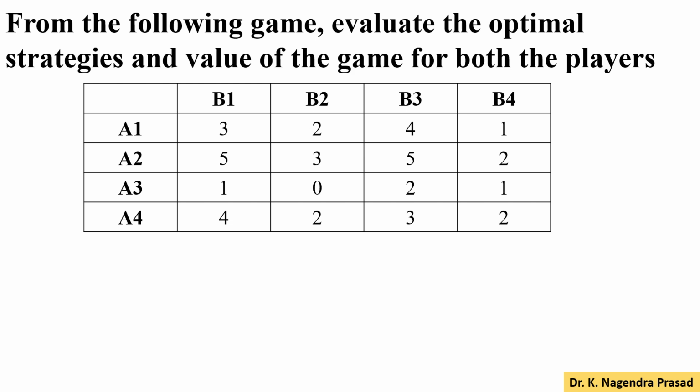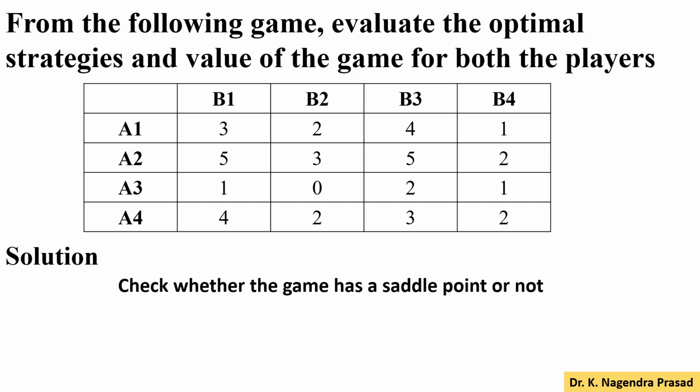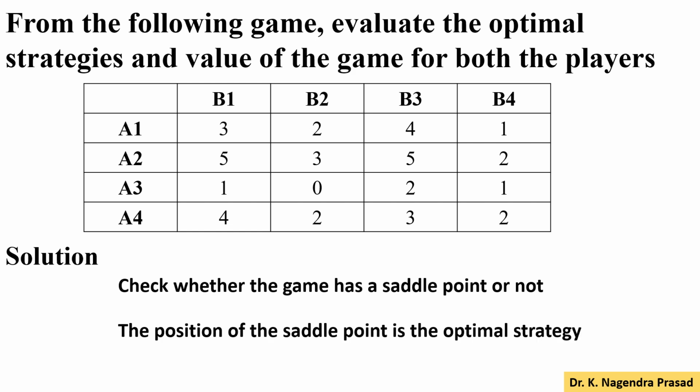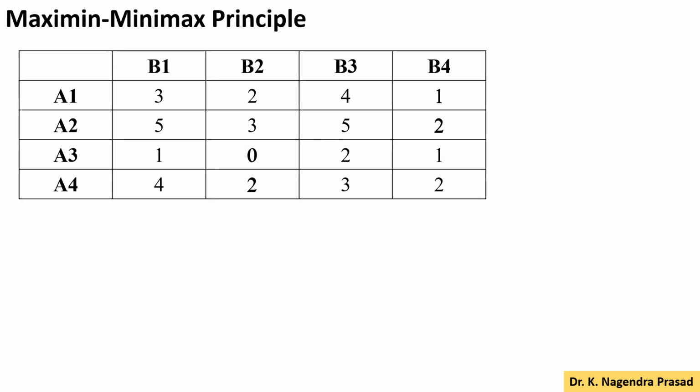Let's see the solution. First, we will check whether the given game has a saddle point or not. If the game has a saddle point, the respective position of the saddle point is the optimal strategy. We will determine the saddle point of the game by applying the maximin and minimax principle.